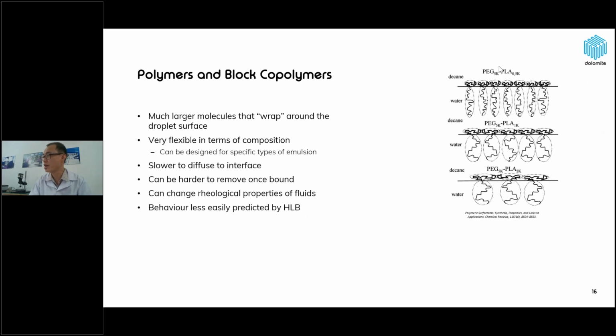This picture shows an example of how it is very flexible in terms of composition and its effect on stabilization of the droplet. In this case, PEG is a polyethylene glycol chain, and PLA is polylactic acid. So when we use this to stabilize a water-in-oil emulsion and change the composition, exchanging PEG and PLA, we can get a different density of surfactant absorbed on the surface of the water. You can see it here.